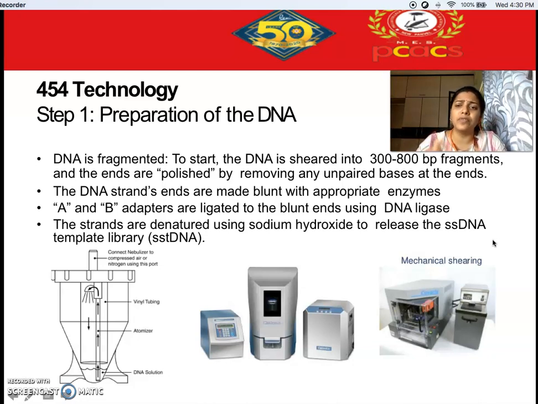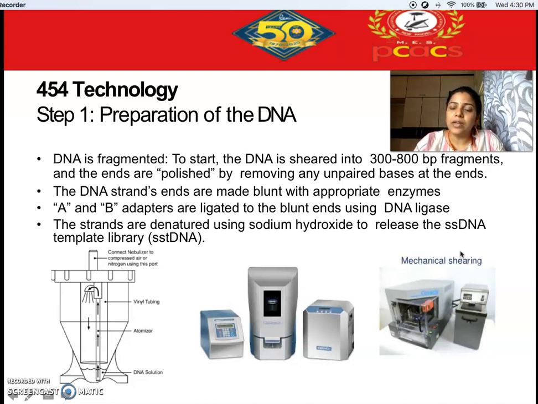Now, once you have got the fragments, some of them can have loose ends, like extended ends, that have to be polished. Those unpaired bases have to be removed, and the ends have to become blunt. So those unpaired bases can be removed, and the DNA strand ends are made blunt. You have different enzymes which are used for this particular step.